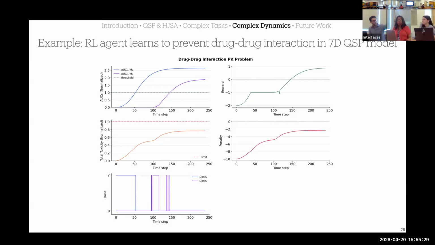And so what this algorithm is learning how to do, just by trial and error, is figuring out that because of this toxicity effect, I need to separate the dosing to make sure that I'm only giving drug one when drug two is at low concentrations, and vice versa.